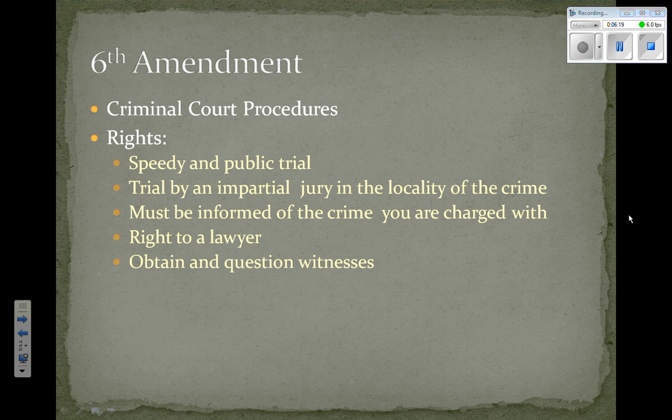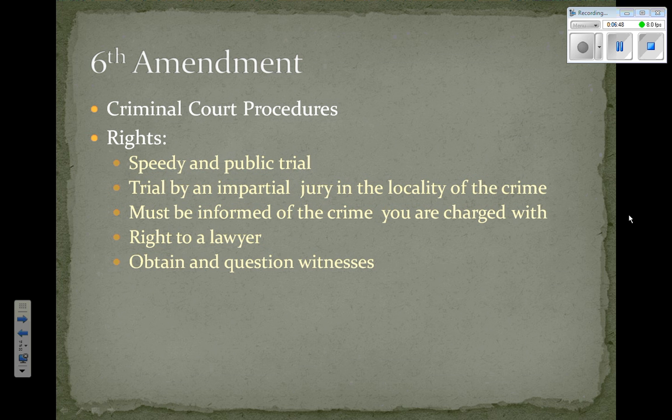Right, so as we're thinking about these due process issues, the Sixth Amendment is much more specific on court procedures. The Sixth Amendment outlines what you are guaranteed when you go to court. And you are guaranteed a speedy and public trial. So that means that they can't drag their feet on getting you into court and hold you in a holding cell. It has to be done as fast as they can.